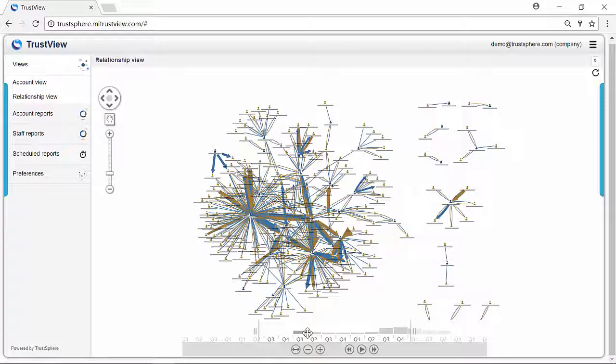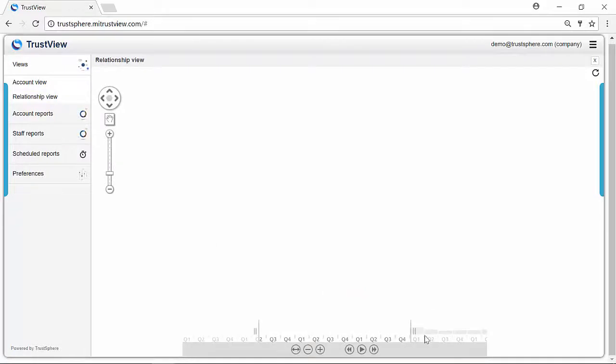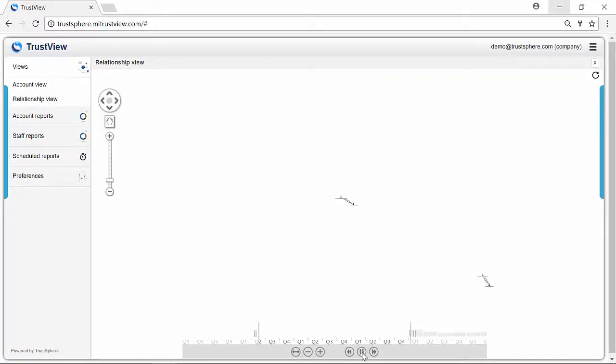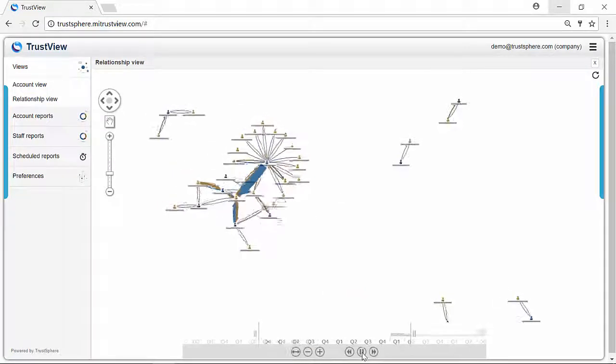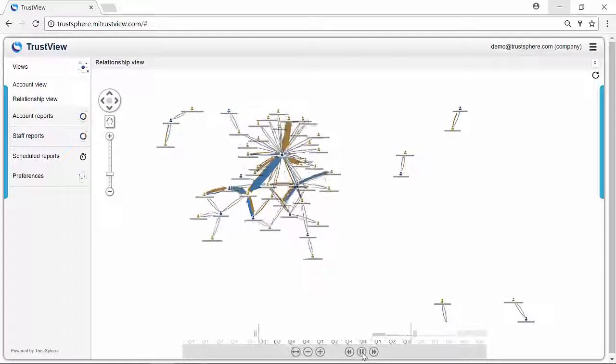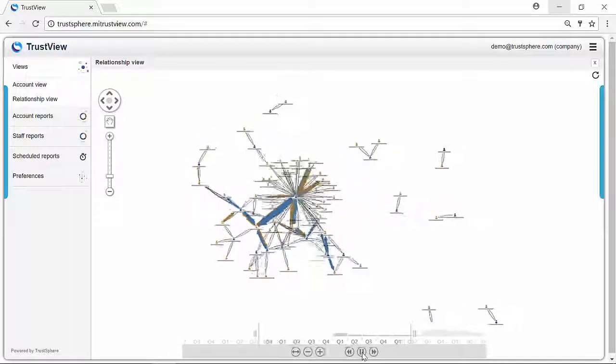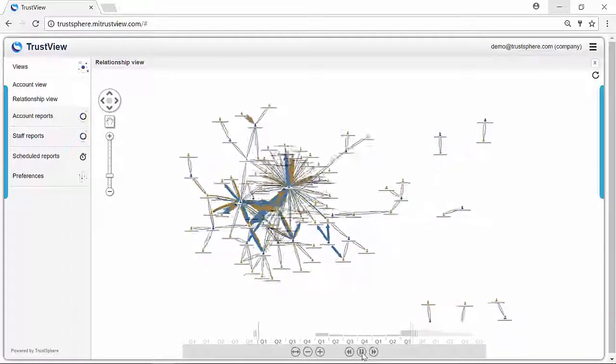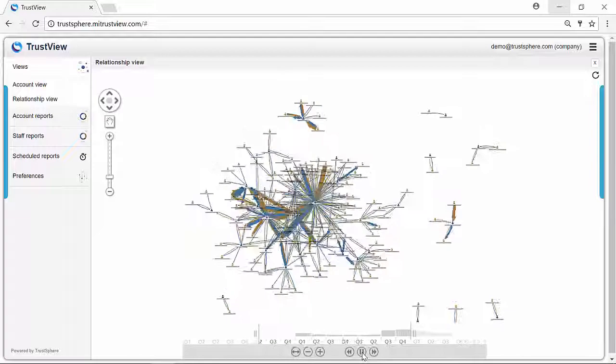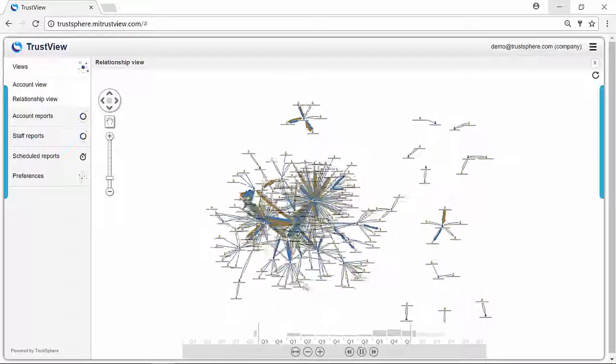By looking back in time, we can see how these relationships have been built over time. As you can see here, new relationships are being added, and some are getting stronger over time. This visual representation of a company's networks makes it easy for an account manager to understand what is really happening with a particular account. Let me show you another powerful function of TrustView.